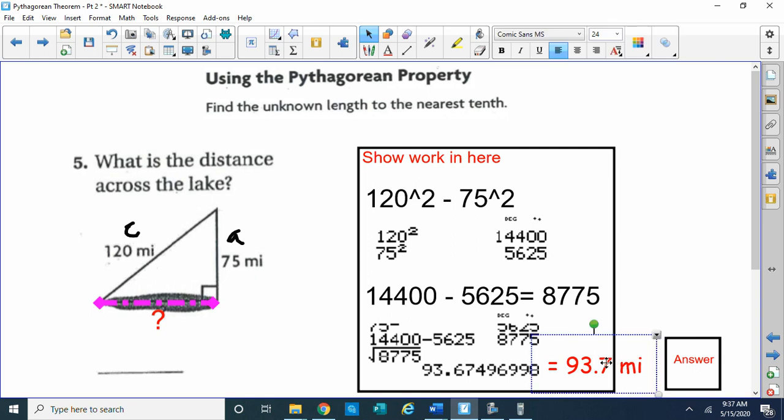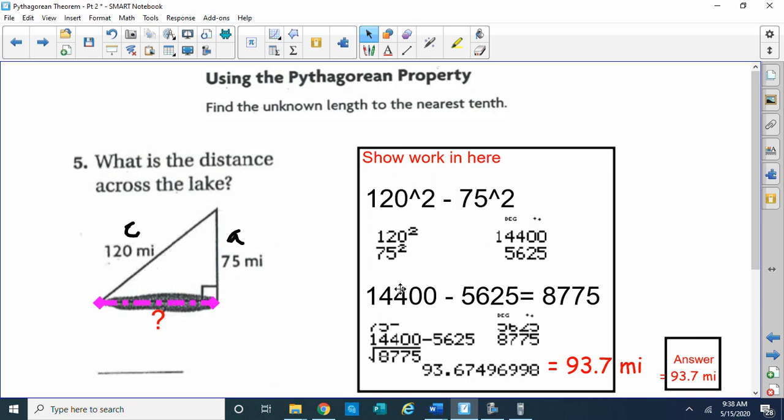I'll put my answer in the box. And there's my answer. So that's a good example of using your Pythagorean theorem to find the distance across a lake. This is a good application because it's not always just about triangles, but it's about distances. That's why we chose positive, by the way, because there's no such thing as negative 93.7 miles.